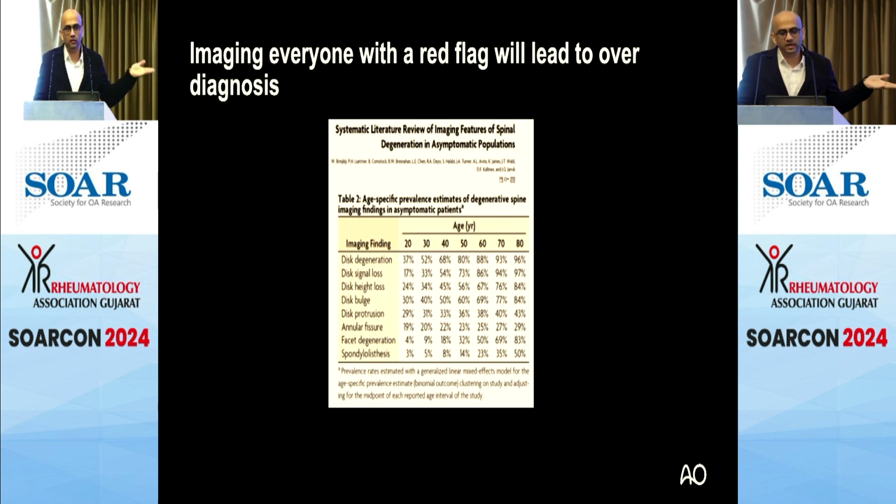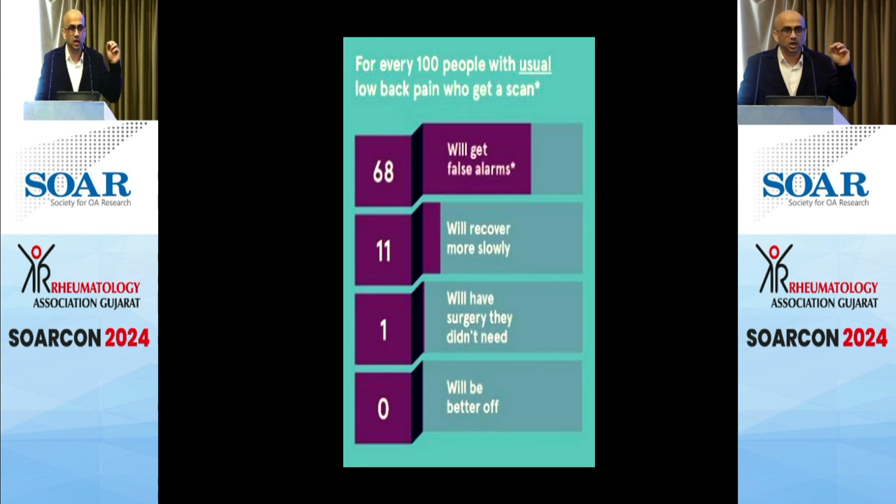And again, obviously, if you image everyone with a red flag, that is going to lead to overdiagnosis, as we have seen. So for every 100 people with the usual low back pain that you see in practice who get an MRI scan, 68 of them will get a false alarm, and 11 will recover more slowly than someone who doesn't get an MRI.